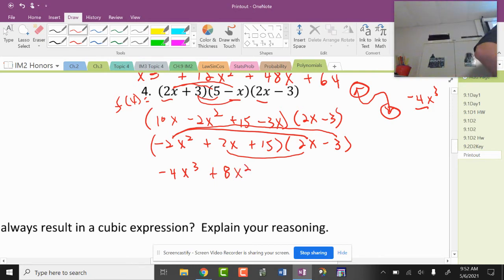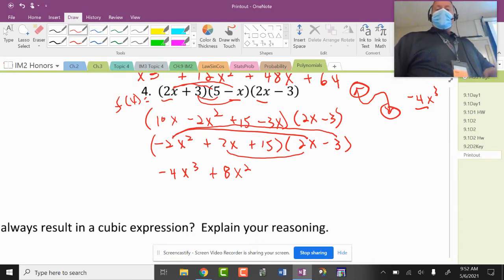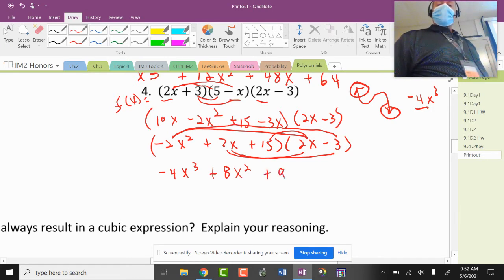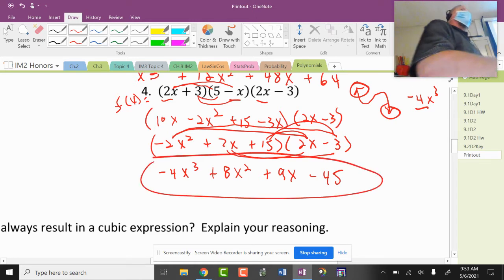So tread lightly. The more steps you skip, the more opportunities for getting a wrong answer. But I did skip that, and maybe you can try it sometimes. And then hold this in your head. Negative 21x and 30x. What does that become? 9x. Right? And then the last thing I have is negative 3 times 15, which is negative 45. So maybe not. Maybe you don't want to do that. You better be careful.